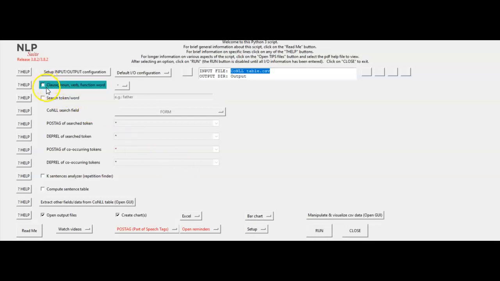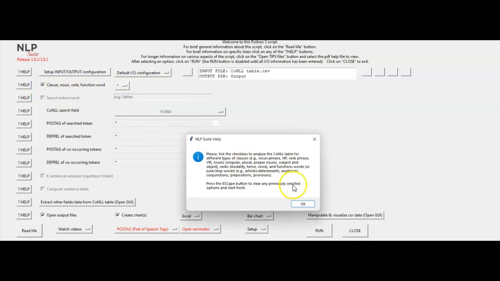First, we have the clause noun verb function word widget. This allows us essentially to conduct a deeper analysis based on the clause, the noun, the verb, or the junk words. We can also select to do all of them at once. And as you can tell here, for example for the clauses, this allows us to tell what type of clause it is, noun phrase, verb phrase, etc.